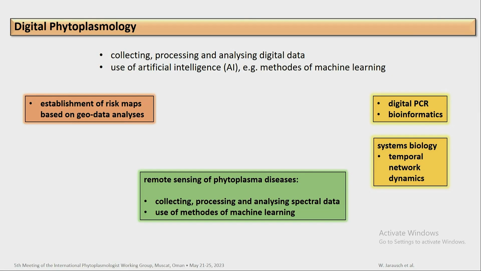What Barbara presented is the establishment of risk maps, and this is what we are also doing, based on geodata analysis using machine learning methods. The maps she showed are for the entire country of Rheinland-Palatinate. What I will talk about today is again remote sensing of phytoplasma diseases by analyzing spectral data, as Barbara showed for the grapevine, and we use machine learning methods. But all this is not possible without good quality data. You need what we call ground truth. You need us as phytoplasmologists, and at the end you need the phytoplasmologists to judge the data.